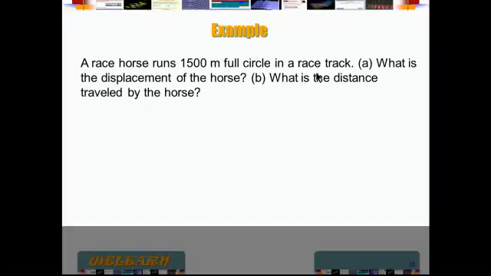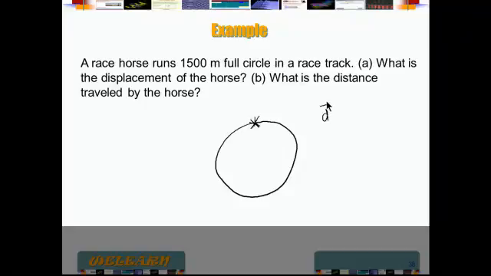Let's look at this example. We have a racehorse that runs 1500 meters full circle in a racetrack. What is the displacement of the horse? And then what is the distance traveled by the horse? So in this case, we are starting here. We are going full circle to come back here. They're asking us about the displacement. Initial position is here. Final position is here.